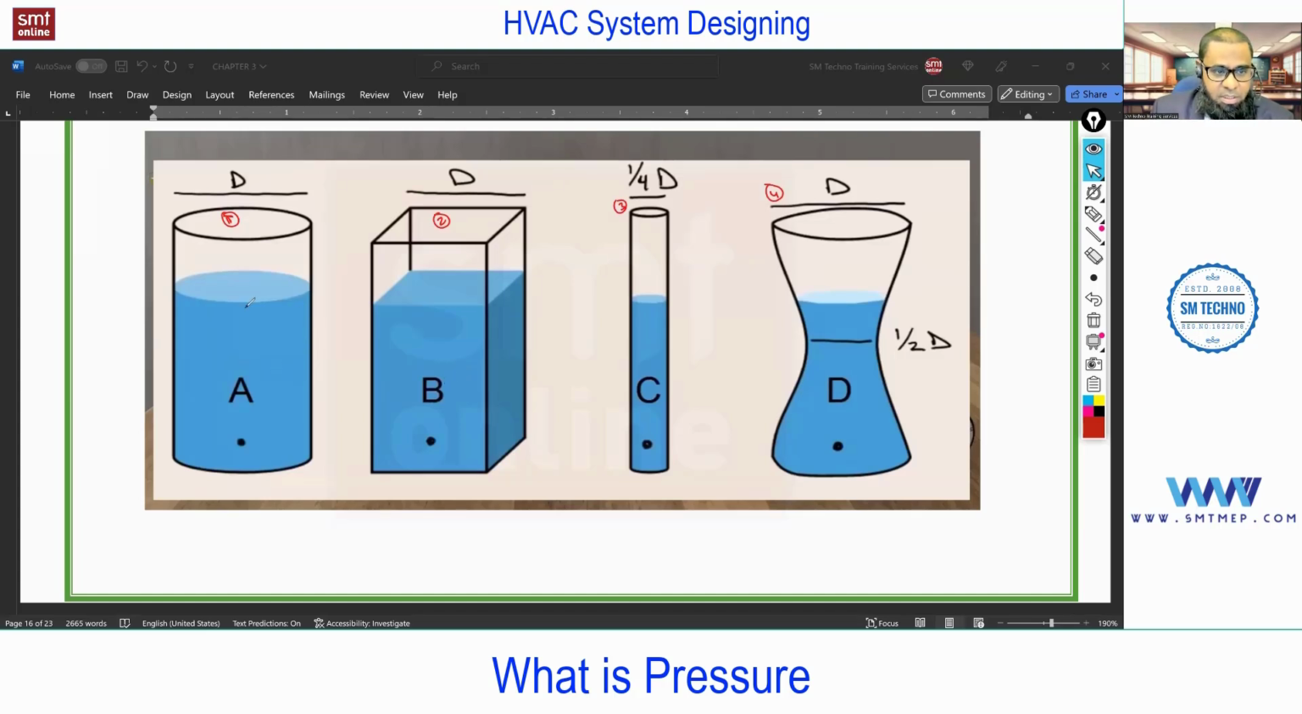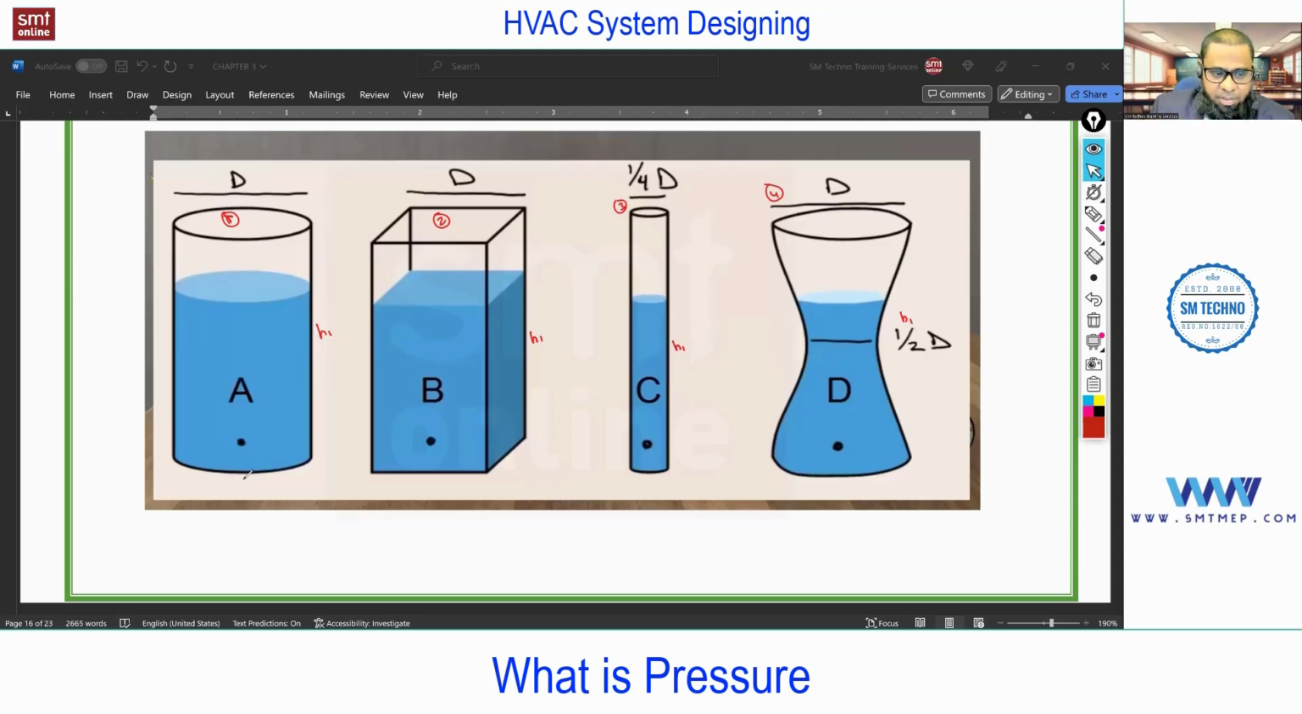And I'm considering this container 1 height as H1. This container 2 also H1. Container 3 also H1, and container 4 also H1. Means I'm maintaining the same level, or I can consider the same level of liquid column. Okay, means the height of that liquid column is same in 4 containers.